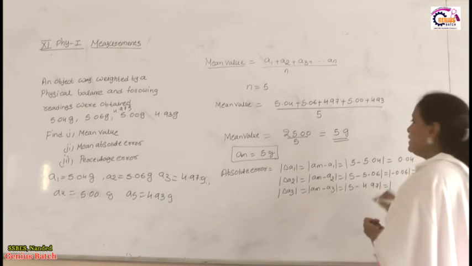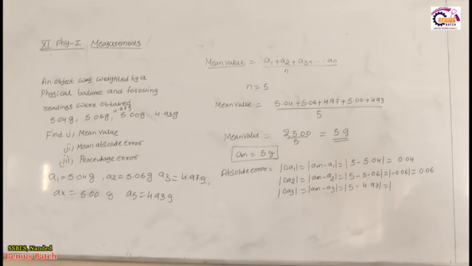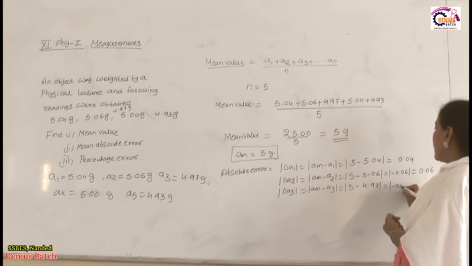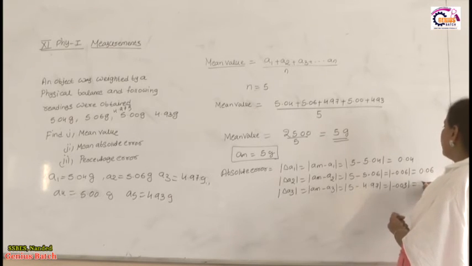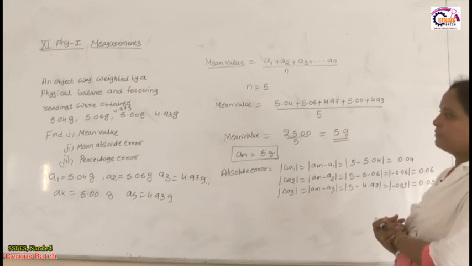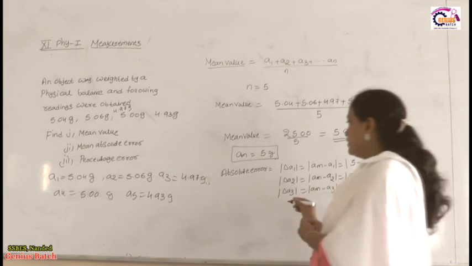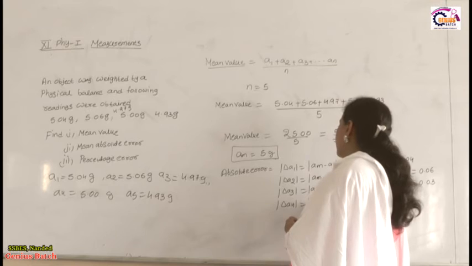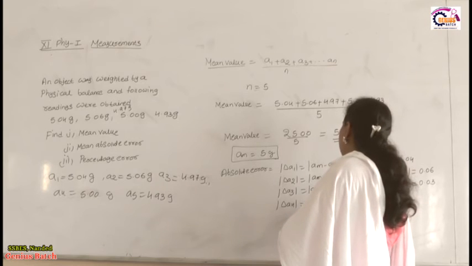4.97, that you will get here. What is the value here? You are getting it as 0.03 minus 0.03. That means when you are taking it outside of the magnitude, you are getting a plus 0.03.